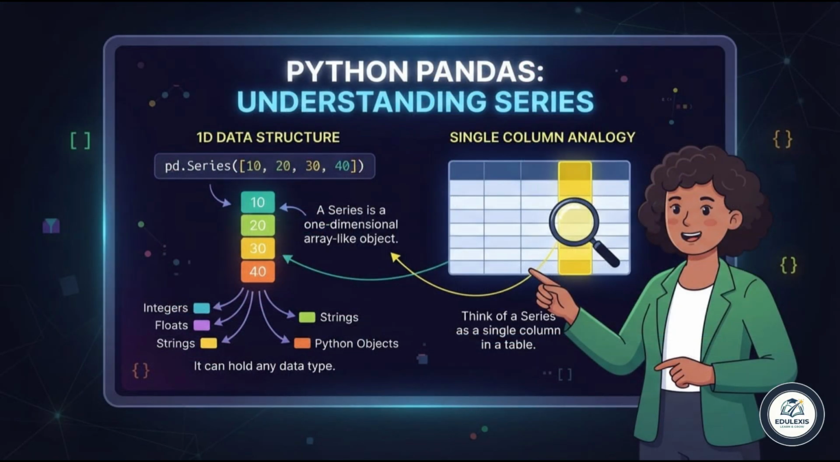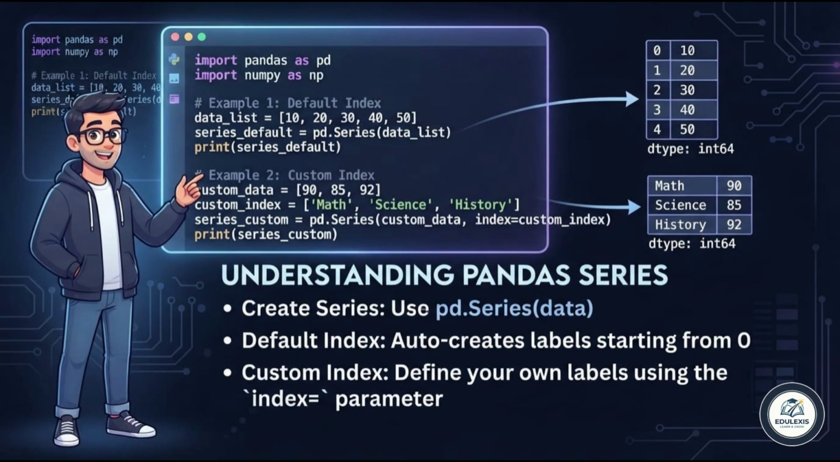A Series is a one-dimensional array-like object. It can hold any data type: integers, floats, strings, or even Python objects. Think of a Series as a single column in a table. We create a Series using pd.Series(data).